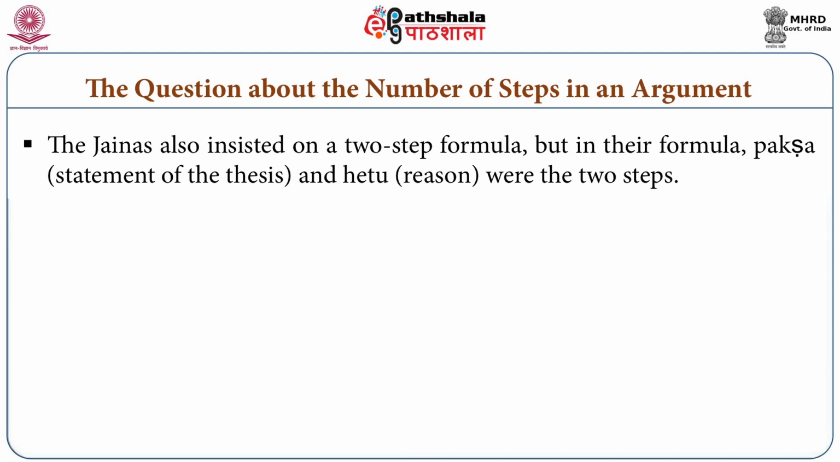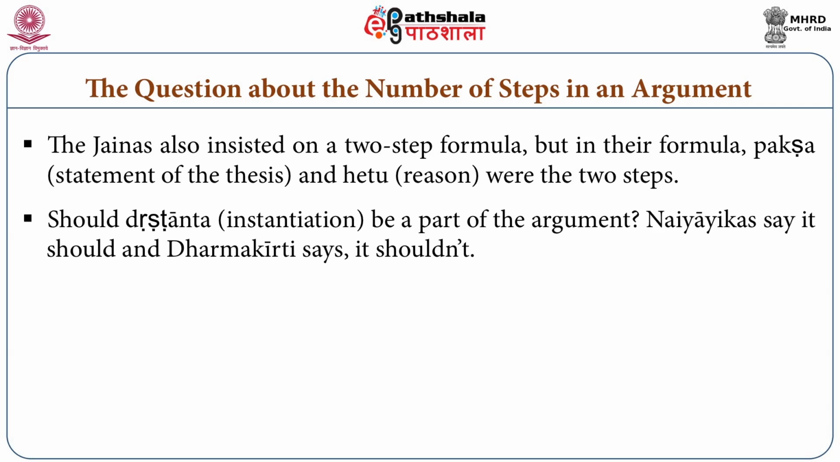Then Jainas came out with a different formula. They insisted on a 2-step formula, but in their formula, Paksha and Hetu were the 2 steps. There was another point of controversy, a related point, namely, should Drishtanta be a part of the argument? Nayayikas insisted that yes, it should be a part of argument. Dharmakirti insisted that no, Drishtanta is not a necessary element in argument.